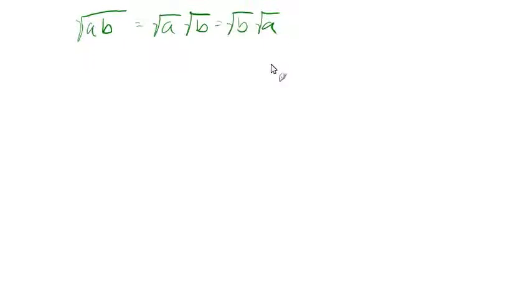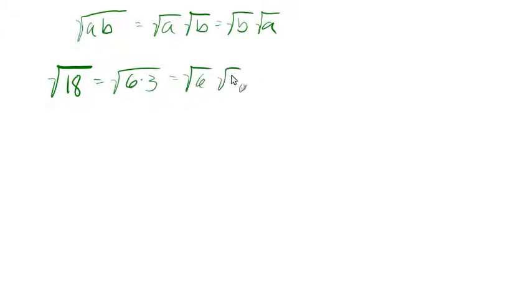The first thing we need to know about square roots is that if we take the square root of two numbers multiplied together, that's equal to the square root of a times the square root of b, and that shouldn't come as a big surprise, that's also the same as the square root of b times the square root of a. You can reverse the order because we're just multiplying. Just an example, square root of 18. We can make that the square root of 6 times 3, and that'd be the square root of 6 times the square root of 3.